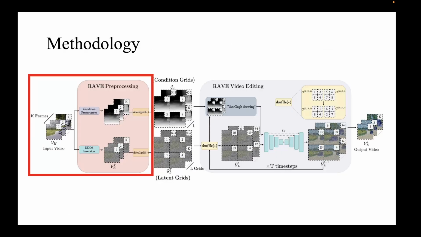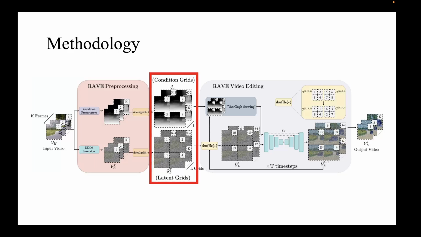Our process begins with performing a DDIM inversion using a pre-trained T2I model, and extracting conditions using an off-the-shelf condition preprocessor applied to the input video. Next, the grid structure is formed for the preprocessed videos, the condition grids, and inverted latents, the latent grids.